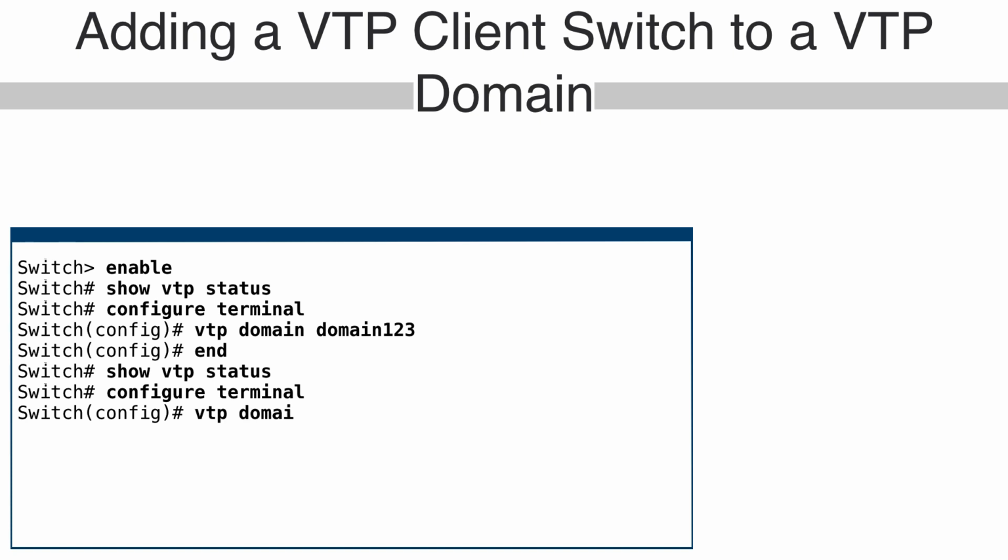Enters global configuration mode. Enters the original domain name on the switch. Returns to privileged exec mode. The VLAN information on the switch is updated. Optional. Verifies that the domain name is the same as in step 1 and that the configuration revision number is 0. After resetting the configuration revision number, add a switch to the VTP domain. Note: you can use the VTP mode transparent global configuration command to disable VTP on the switch and then to change its VLAN information without affecting the other switches in the VTP domain.